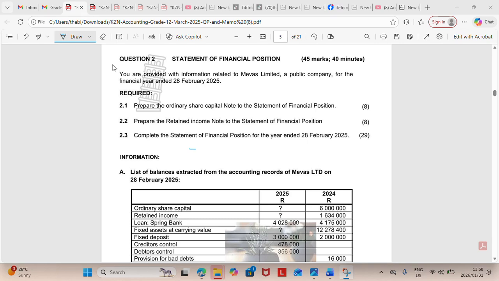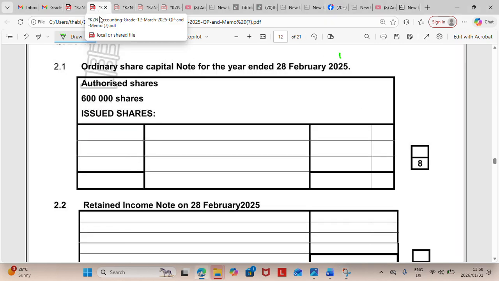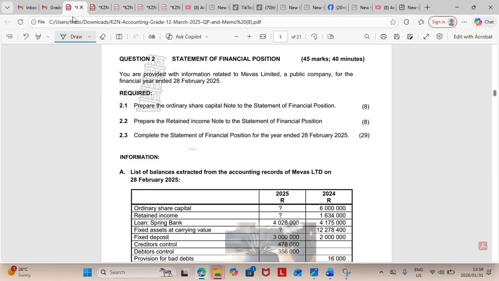Okay, so let's proceed. We are going to use this structure that we're given here on the answer booklet to answer those two questions. So let's start with the ordinary share capital note.